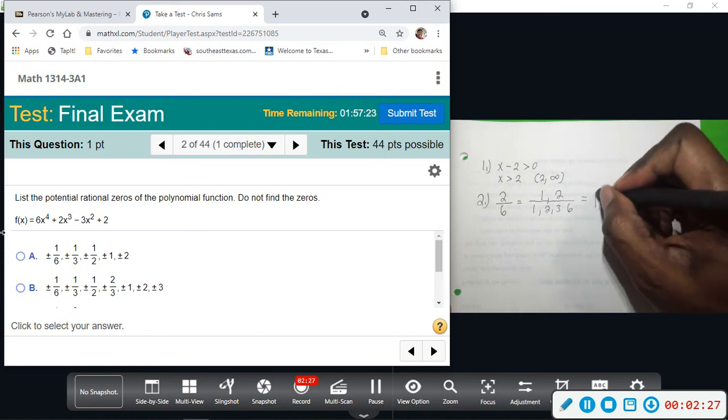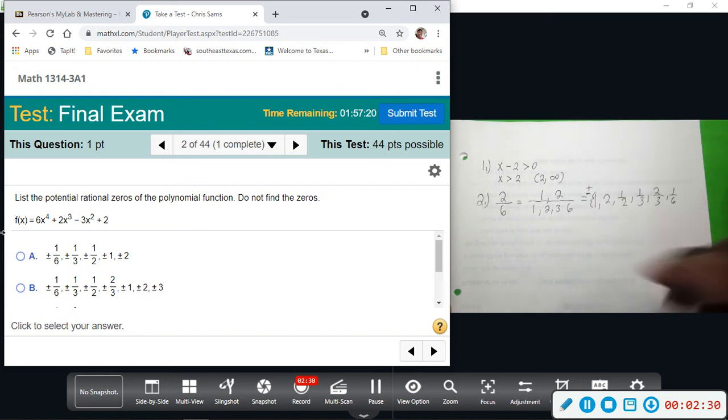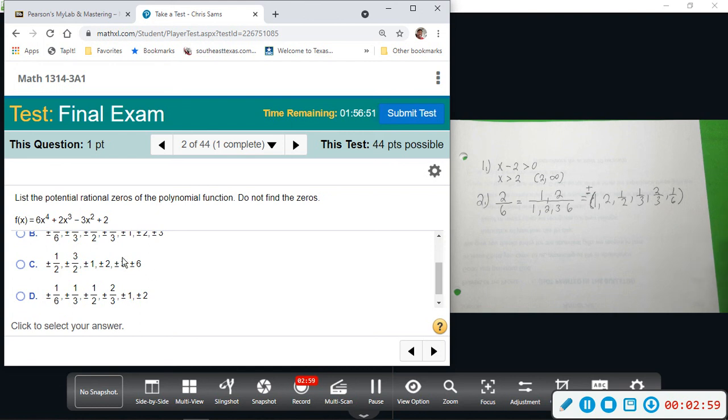We have to consider positive or negative whenever you're doing possible rational zeros. And I don't know why I put a curly bracket, but this would be our list of numbers. As we look at the answer choices, it may not be in the same order that we have it. It looks like they go from smallest to largest. So 1/6, 1/3, 1/2. That's not enough fractions. We have 2/3 in there as well. So we have 4 fractions, 1 and 2. So let's look for that. Looks like D. So D would be the one that would match what we're looking for.